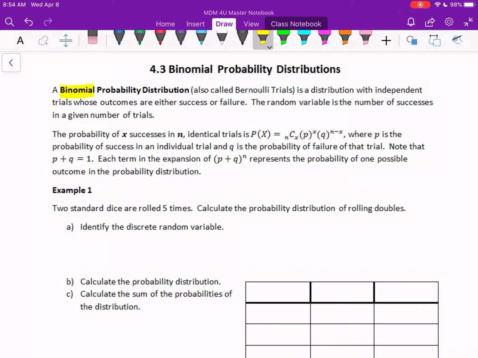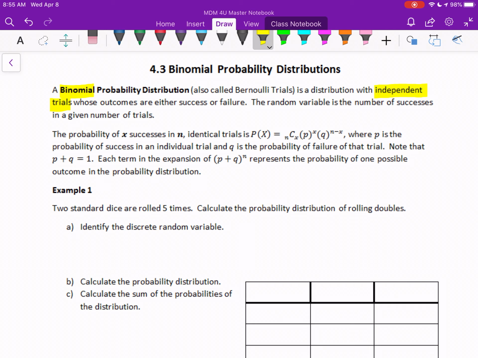Sometimes it's called a Bernoulli trial, just in case you see that in any of the notes. I will refer to it as binomial probability distribution though. So what's special about this one, what separates it from some other ones that we're going to look at, is that it involves independent trials. So let's just take a second to remind ourselves of what independent trials or independent events means for us, because that's going to be really important.